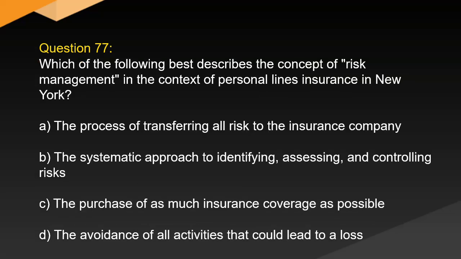Question 77. Which of the following best describes the concept of risk management in the context of personal lines insurance in New York? A. The process of transferring all risk to the insurance company. B. The systematic approach to identifying, assessing, and controlling risks. C. The purchase of as much insurance coverage as possible. D. The avoidance of all activities that could lead to a loss.